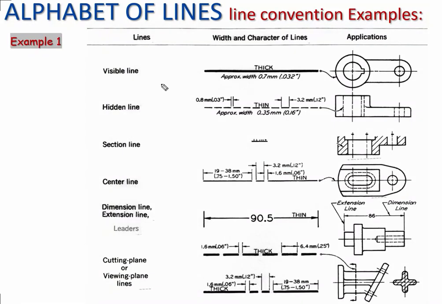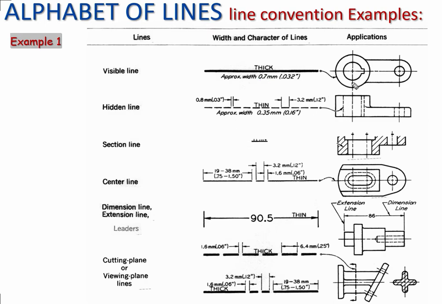Example number one. In this example, we have a multi-view. Suppose that this is a front view of a part. As you see, this circle line, this edge, is a visible edge, represented by a thick line, visible line, solid line, thick. And you can say that it is approximately 0.7 millimeter.